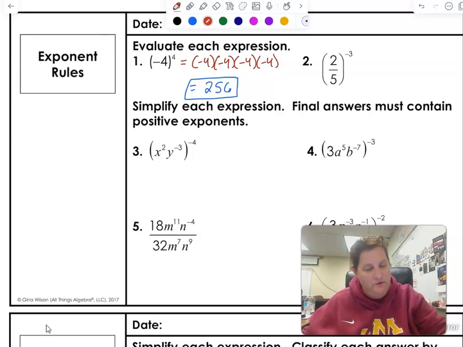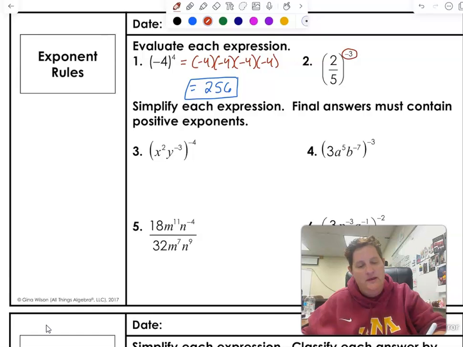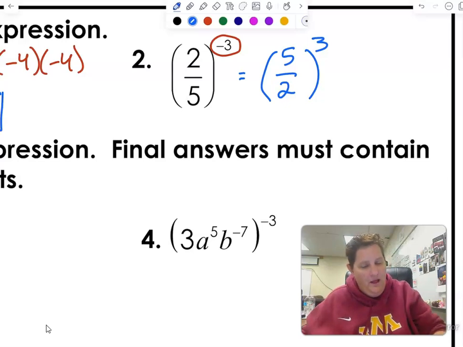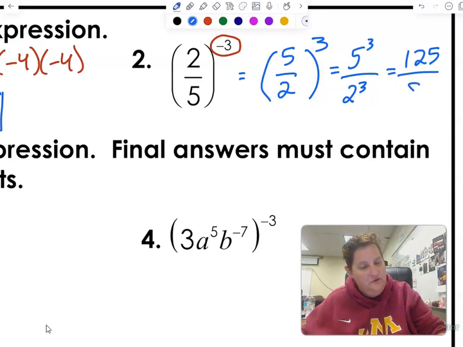256. Okay, the way I would do this one, you guys remember when there's a negative exponent, it means that you can flip your fraction around. So instead of 2 over 5, it's 5 over 2, and now it's to the positive third. Well, I can just say that's the same as 5 to the third on top, 2 to the third on bottom. So 5 to the third is 125, and 2 to the third is 8.